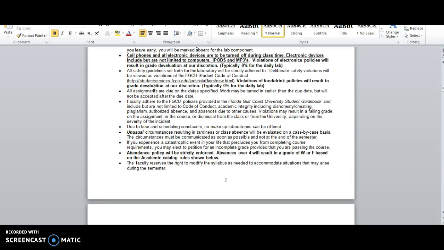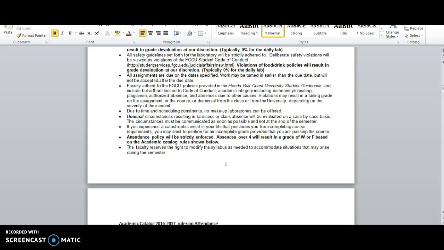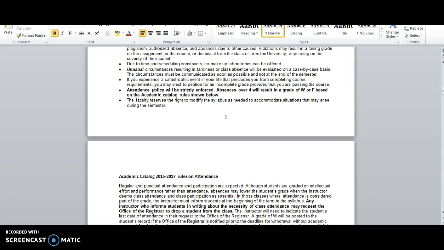Lab safety guidelines. Violation of the food and drink policy will result in grade devaluation at our discretion, typically a zero for that daily lab. So basically, make sure you're being safe and careful during lab. Sometimes we have chemicals that can be carcinogenic, can be corrosive, so be careful.